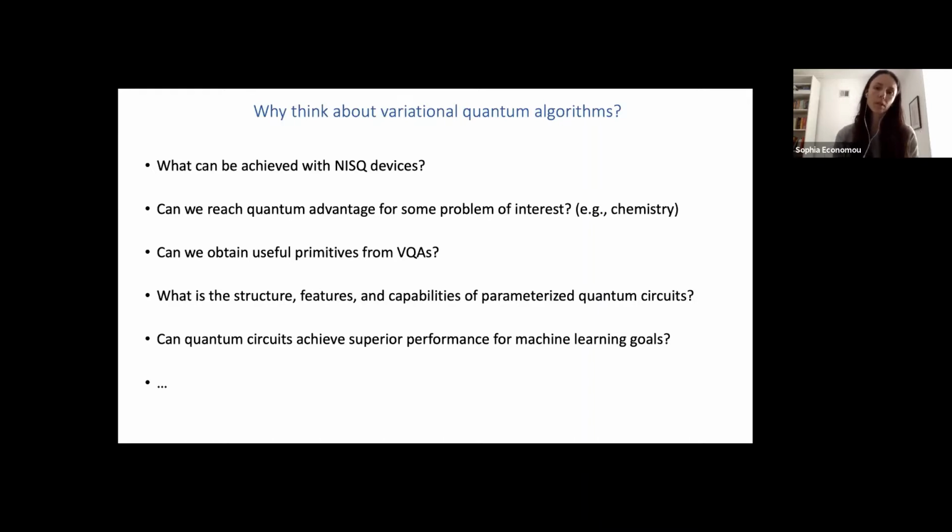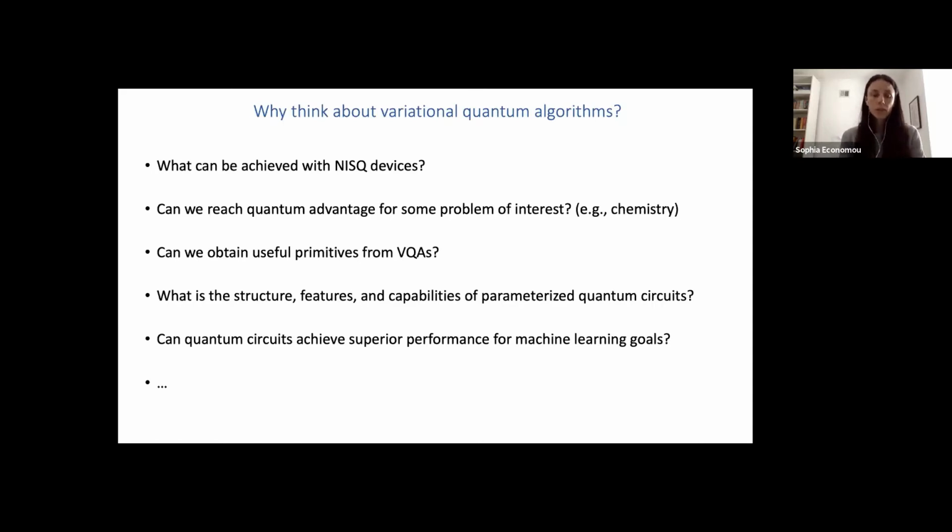And one of the important potential areas where we can show quantum advantage is quantum chemistry. So I'll talk about that quite a bit. Another thing we could try to achieve is to obtain useful primitives. I'll make it clear what I mean by that, but in a nutshell, you can think of a piece of an algorithm or a gadget or some circuit that does a particular task that might already be known, so you might learn a better version of it, or you might have some unknown primitive you want to implement, and you might be able to figure it out variationally.